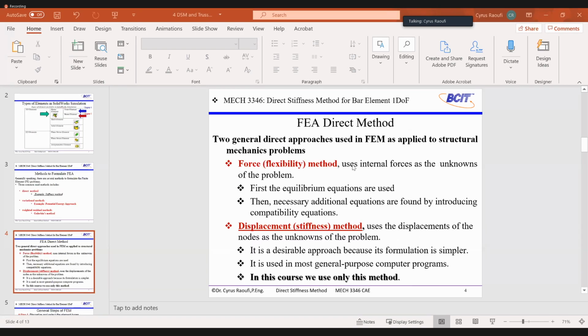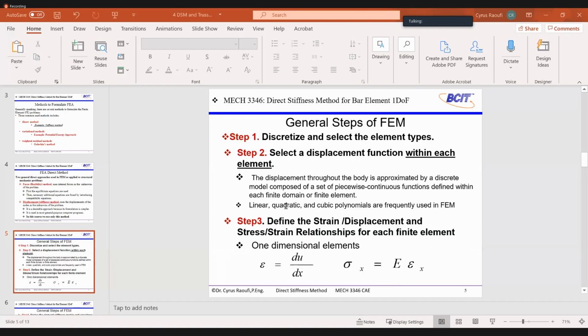All right, FEA direct method, I think I talked about this one. I said we are going to look at this one. There are two approaches. We have force method and displacement method. In this course, we are going to look at the displacement method. Quickly, you realize why we call it the displacement method. However, this slide is available on the course homepage. You can look at more details if you want. Let's look at what's happening here.